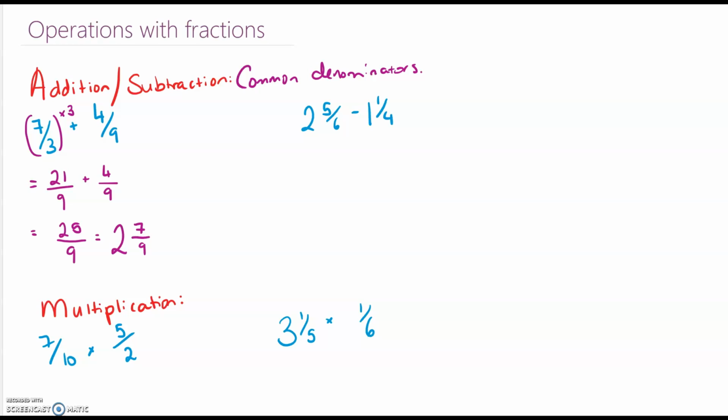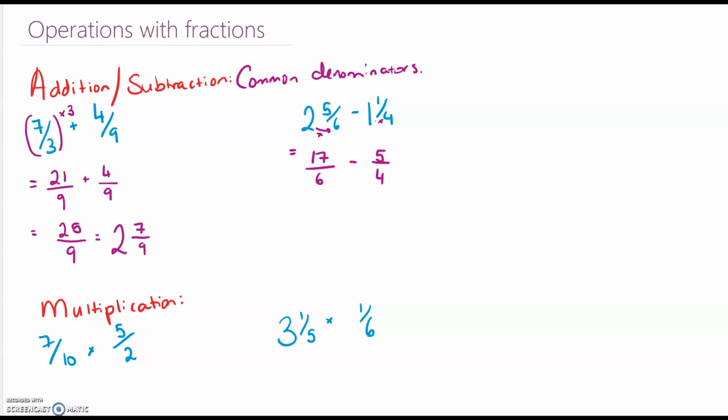So first thing is we're going to convert these mixed numbers to improper fractions. So to convert this mixed number to an improper fraction, we say 2 times 6 is 12, plus 5 is 17. So our first fraction is 17 over 6. Then our second one is 1 times 4 is 4, plus 1 is 5. So we've got 5 over 4 as our other fraction.